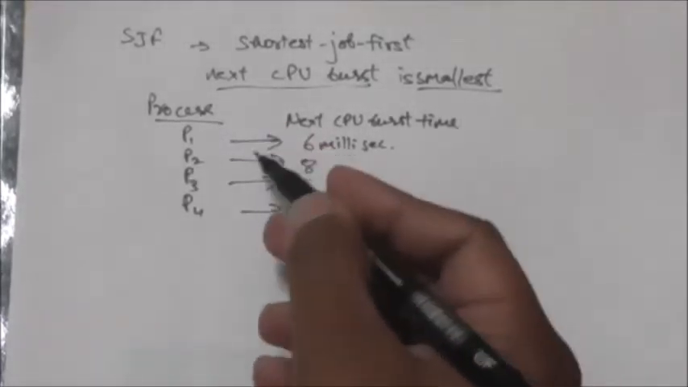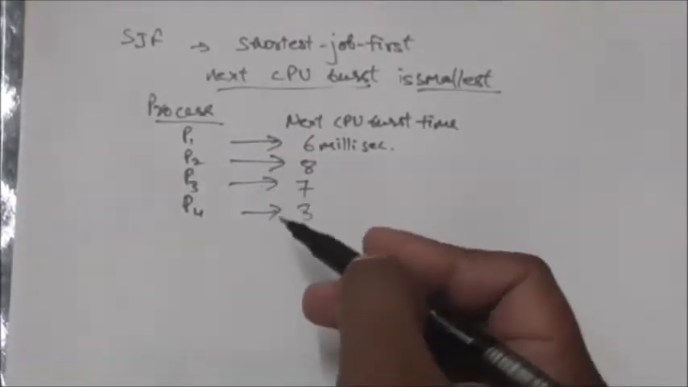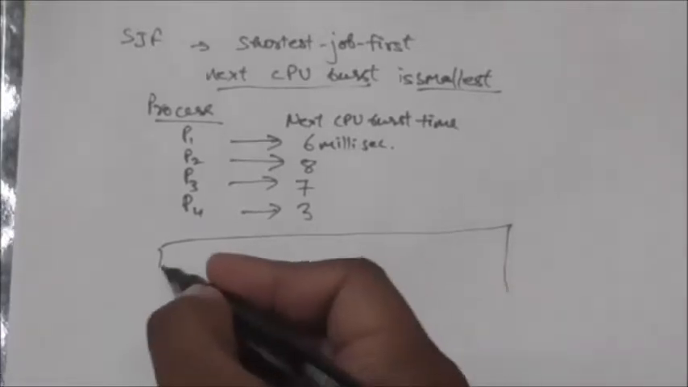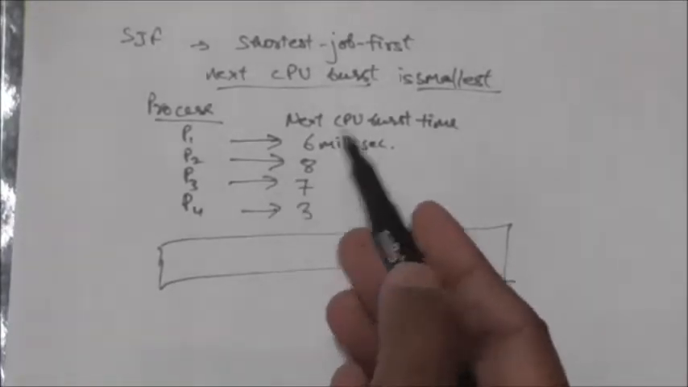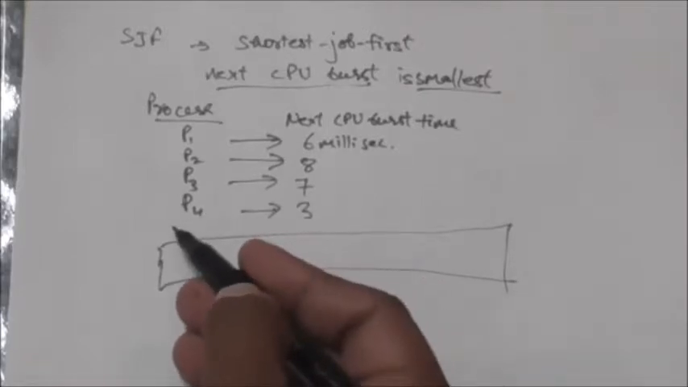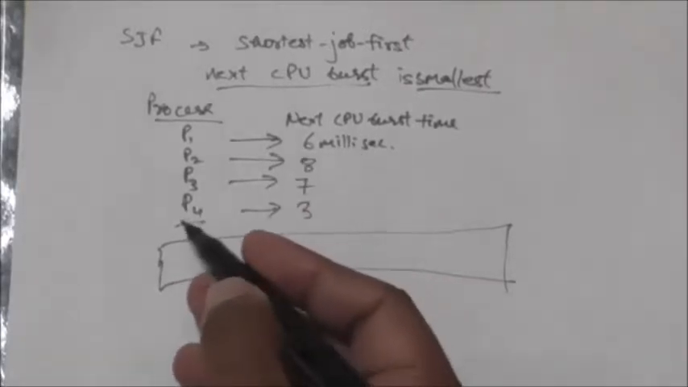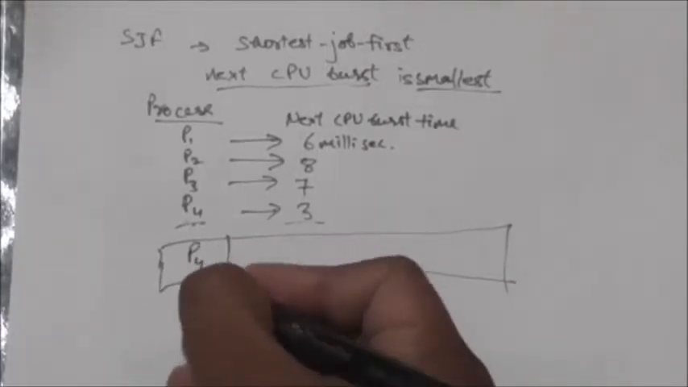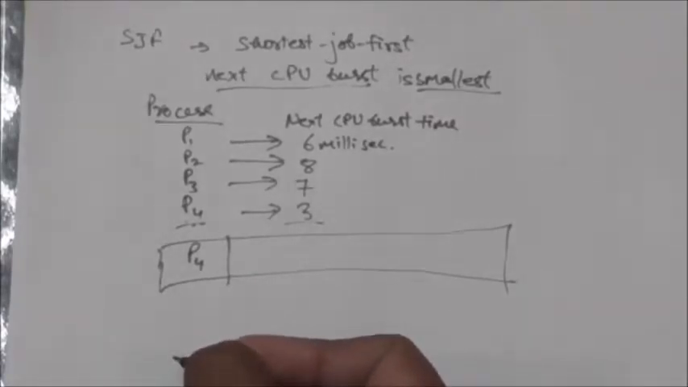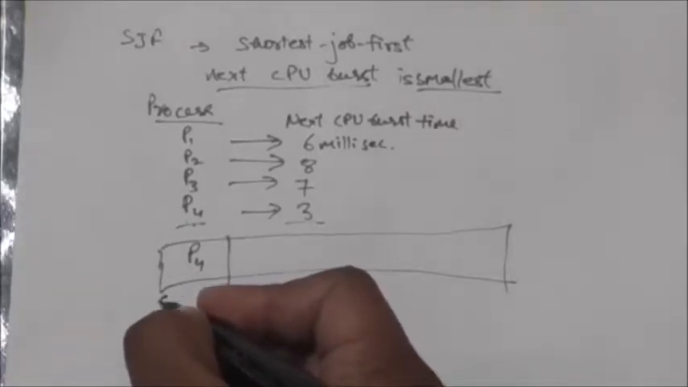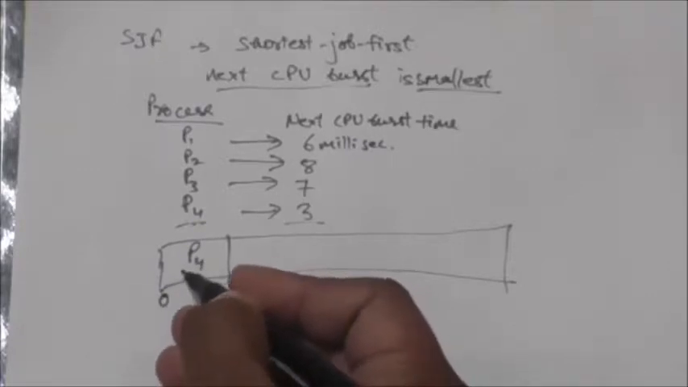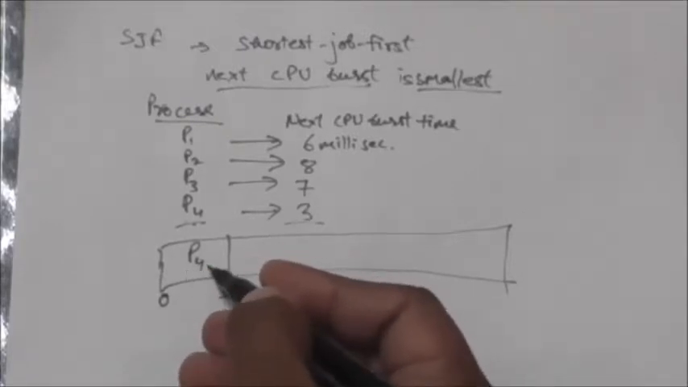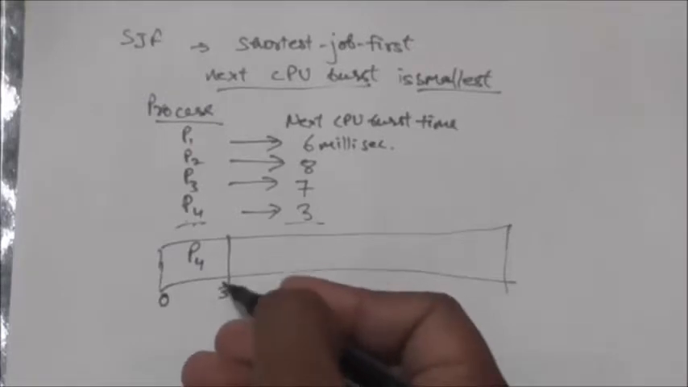Suppose these are the four processes in the ready queue, and the CPU is free. So first, that process will be selected whose next CPU burst time is smallest. Here you can see the next CPU burst time of process P4 is smallest. It is 3. So the CPU will be allocated to process P4. At time 0, the CPU is allocated to process P4, and at time 3, process P4 will release the CPU.